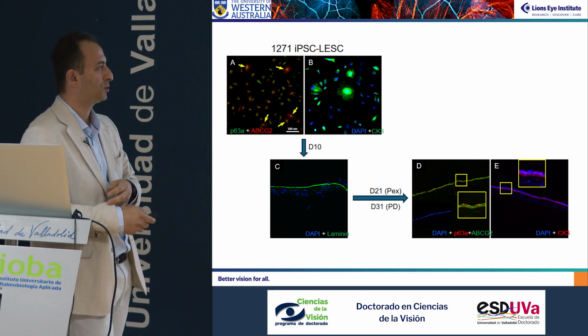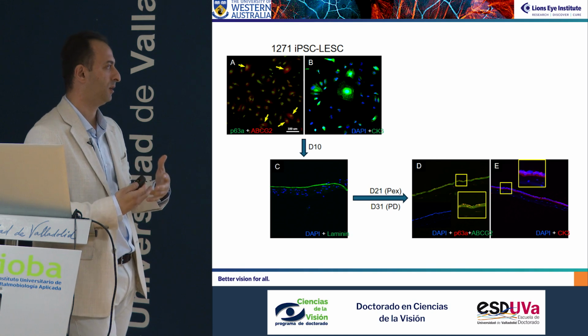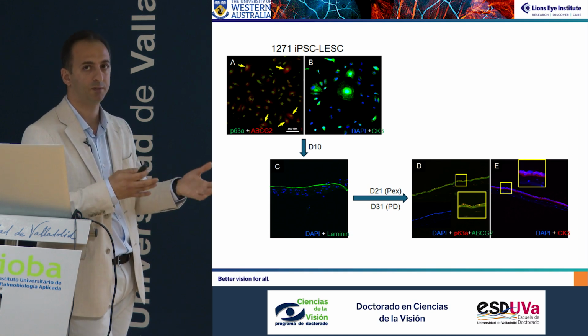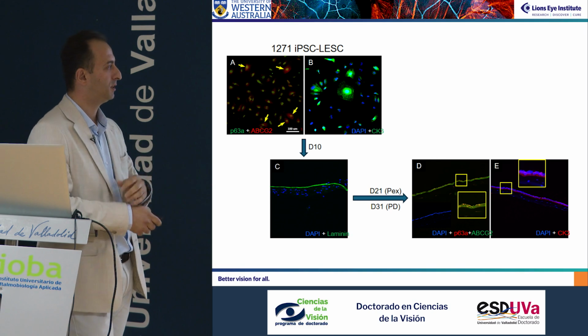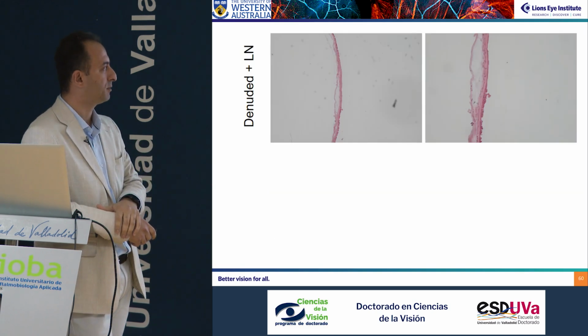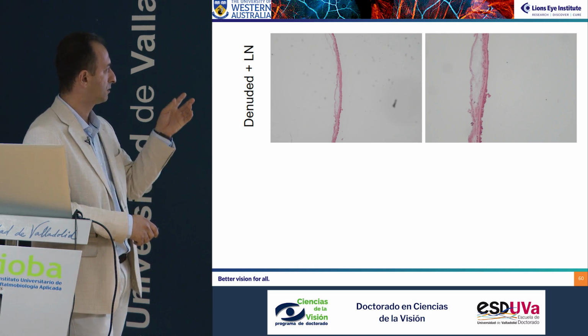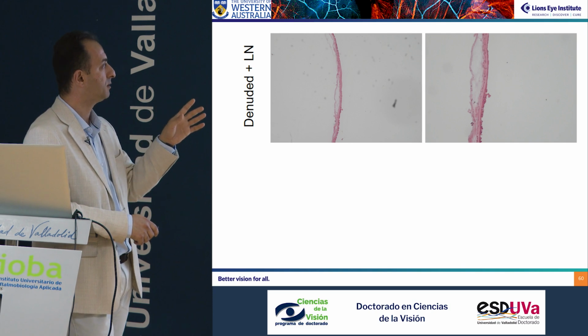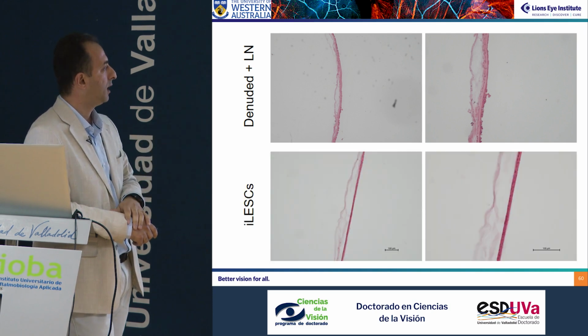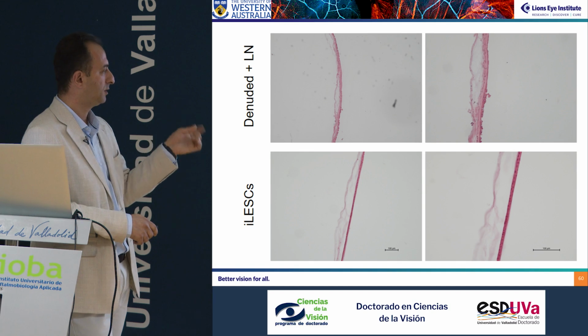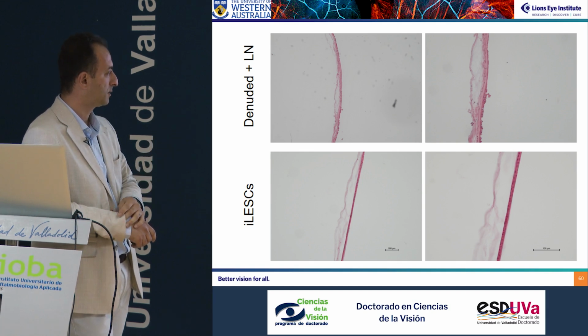And this showed that we have grown those iPSC-derived limbal epithelial-like cells on the amniotic membrane. And this is also a histologic section of the denuded membrane with laminin without cells. And this one is after growing the cells on the amniotic membrane after 3 weeks.